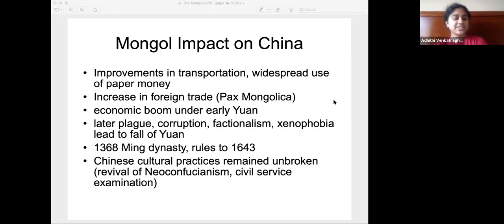So in 1368, the Ming Dynasty came to rule, and it ruled till 1643, and the Chinese cultural practices remained unbroken, which meant the revival of Neo-Confucianism and civil service examination.